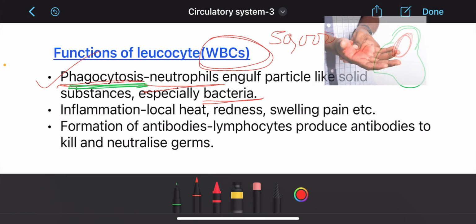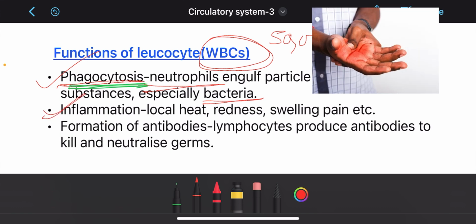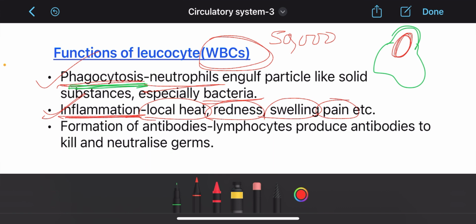Now the second function is inflammation. In the area of injury or the localized area where there is invasion of germs, inflammation takes place. It produces local heat, redness, swelling and pain. And why does it happen? Because the WBCs squeeze out through the blood capillaries by the process called diapedesis and accumulate in the tissues in order to destroy the damaged tissue by phagocytosis.